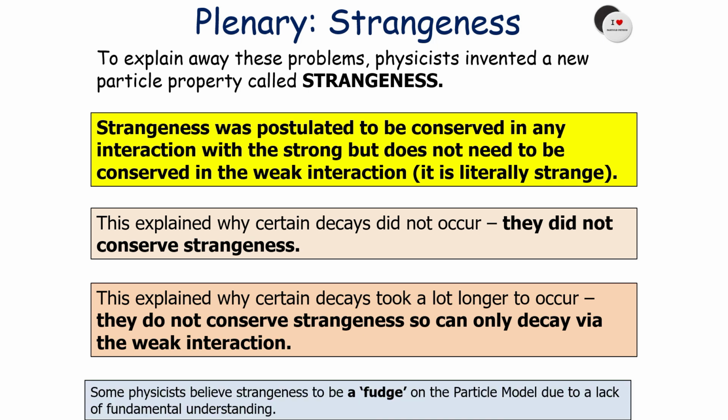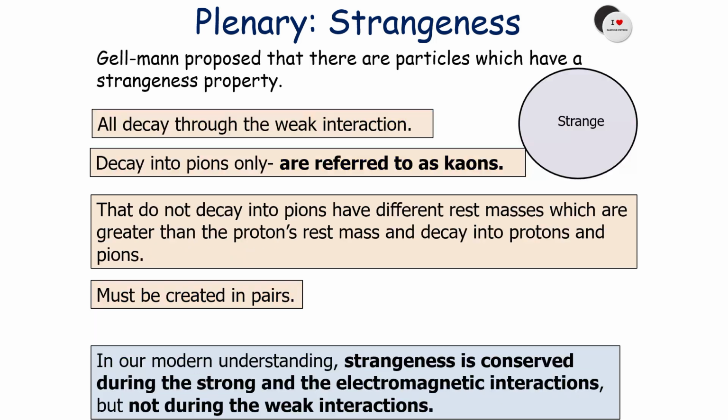Now some physicists do believe strangeness to be a fudge on the particle model due to a lack of fundamental understanding. So what do we say? That particles which have a strangeness property all decay through the weak interaction, they decay into pions, which are referred to as kaons, that they don't decay into pions which have different rest masses which are greater than the proton's rest mass and decay into protons and pions, and they must be created in pairs.